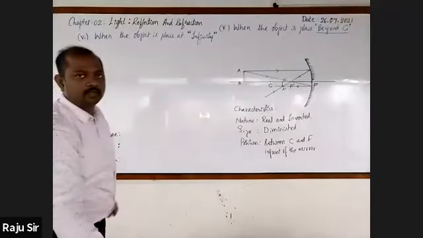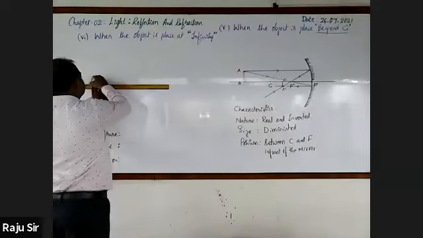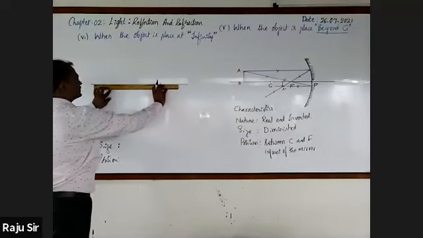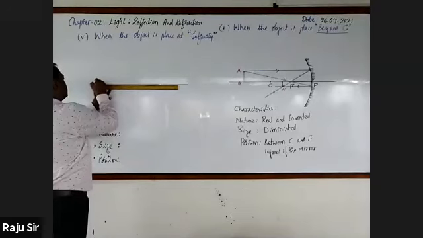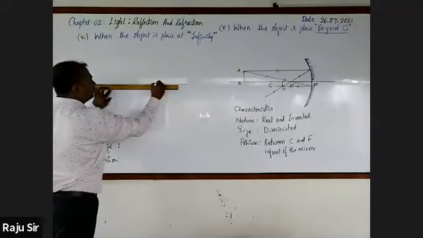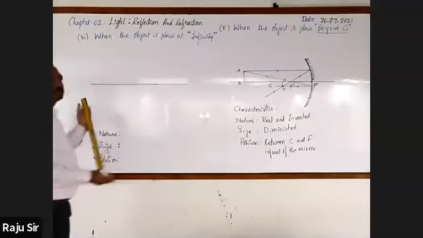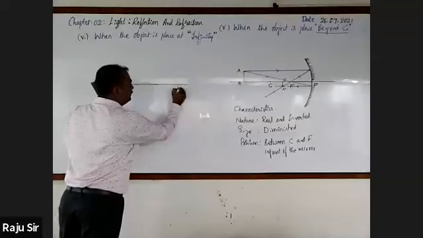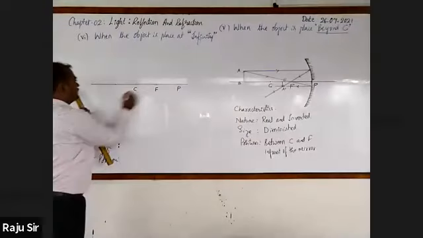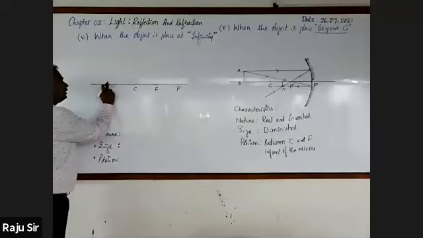Again, same drawing only. First draw a straight line which represents the principal axis and go on marking unit distances: 2 centimeter, 4 centimeter, then 6 centimeter and 8 centimeter. Mark the first point as P, second point as F, third point as C. As we are going to place the object at infinite distance, from here you can show the dotted line.